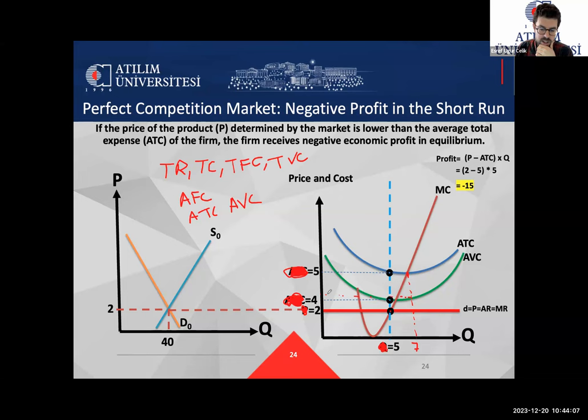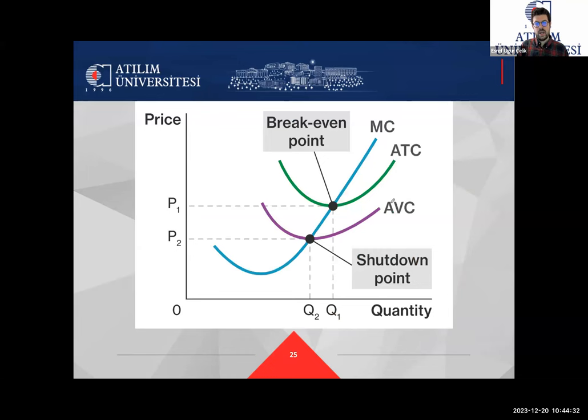Then you find which number denotes average total cost, average variable cost, or price. That's why I say if you don't have the lecture notes, please take them. This is just a revision, not the whole thing. At the minimum point of average total cost, when price is equal to it, this is the break even. And this is the shutdown point. If we move below the shutdown point, we are going to close it down.